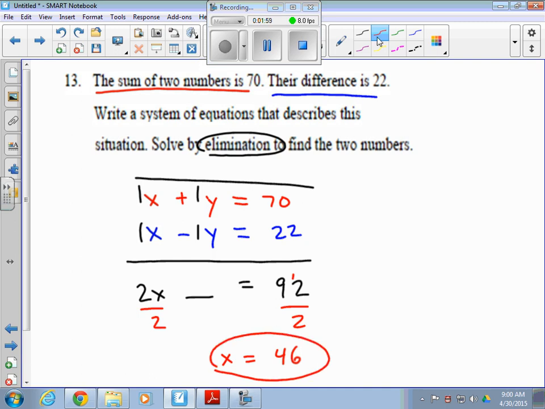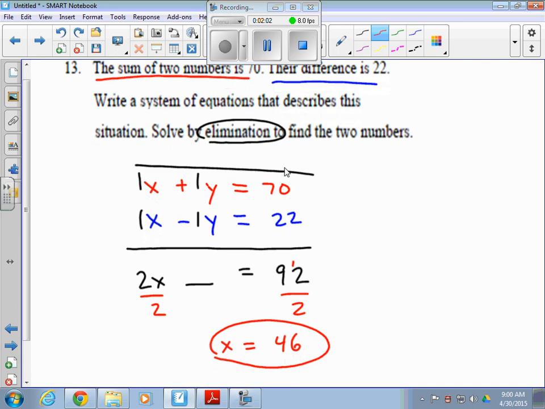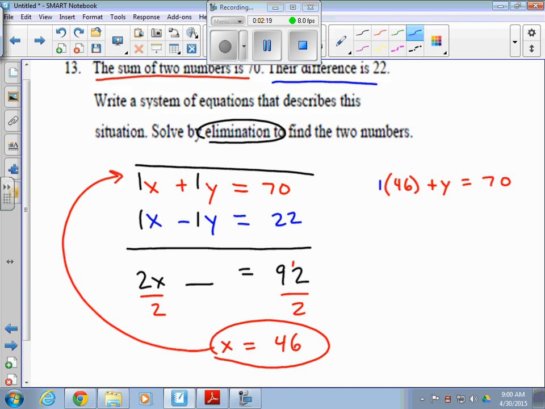In order to find what your y value is, take your new value of x and plug it back into one of the equations. If they look the same, use the top one. So instead of x, now it says 46 plus y is equal to 70. To get y by itself, subtract this positive 46 to undo it. If you subtract it on one side, do it to the other side. If you borrow 1, 10 minus 6 is 4. And since you borrowed 1, 6 minus 4 is 2. So your y value is 24.